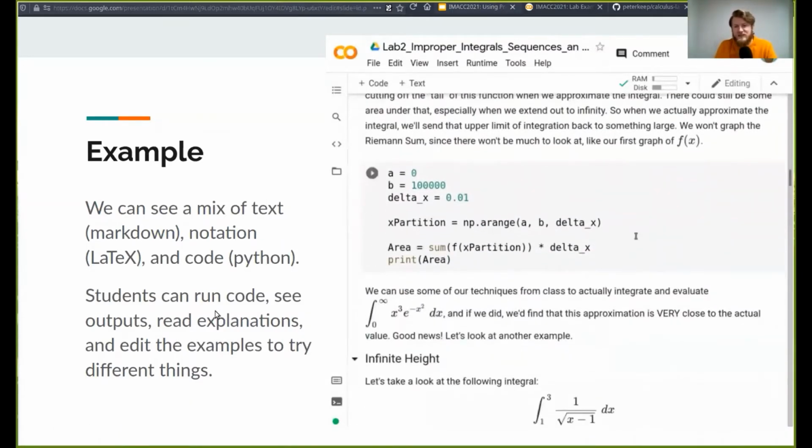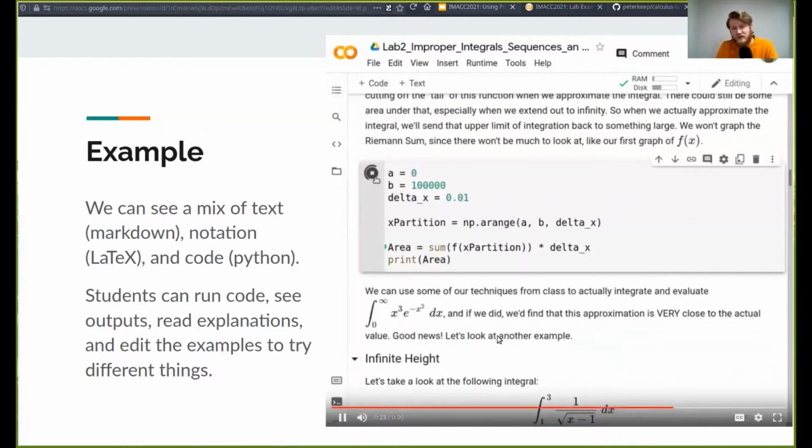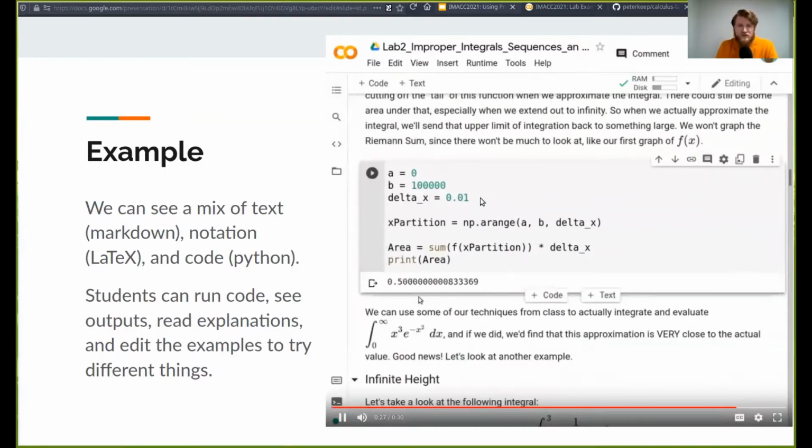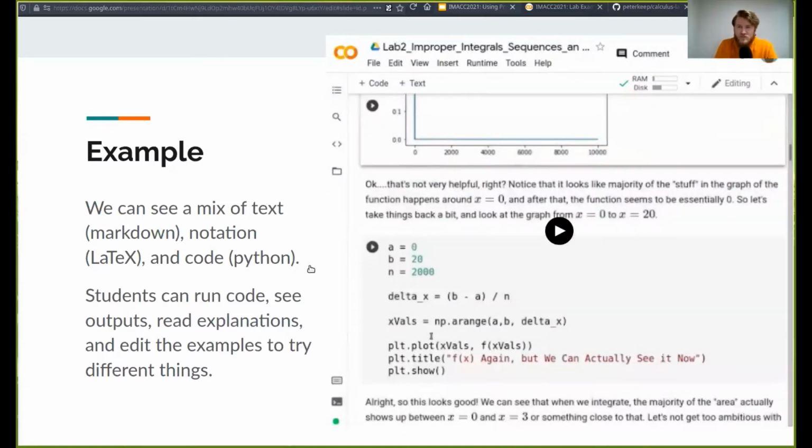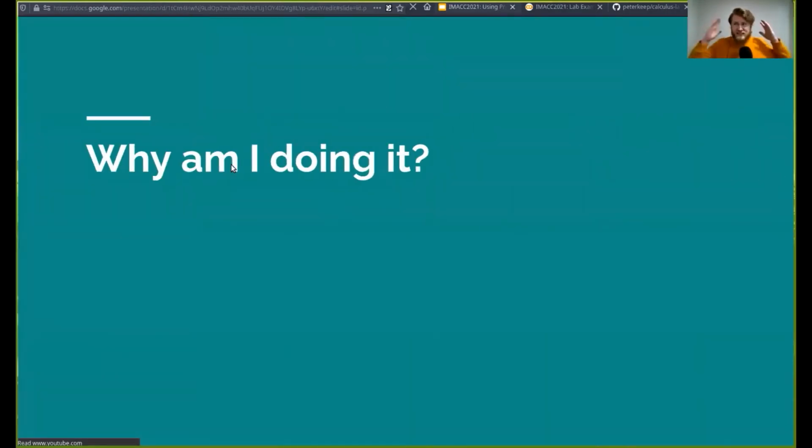And it's nice because we can talk about how we can get better approximations out of this by either making our delta x smaller on our Riemann sum, or this end limit of integration is just a really big number that's trying to approximate infinity. So we have all these little discussions that I can include in the follow-up questions for students to think about. So that's the general structure of what I'm doing.